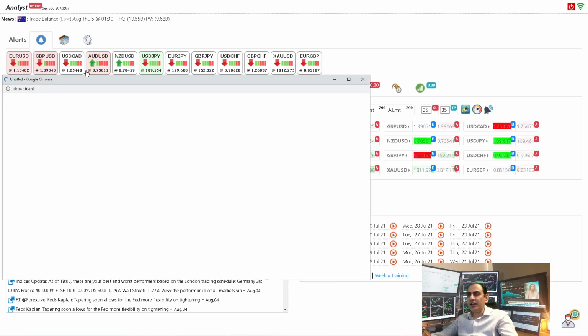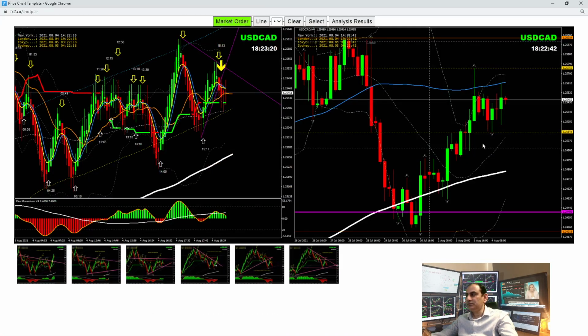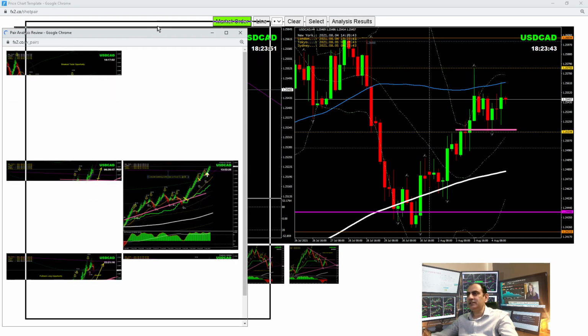Right, so dollar CAD, let's look at the dollar CAD. If you look at the dollar CAD, there's no clear direction as such, but technically you can see here price nicely respected this level. Beautiful. And let me share with you the intraday analysis.